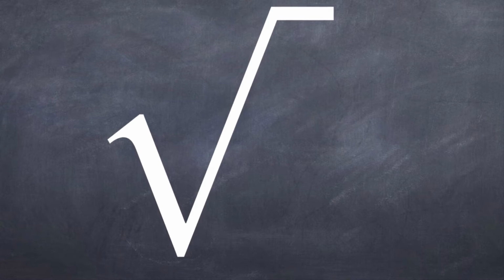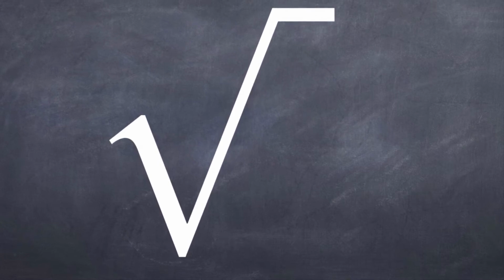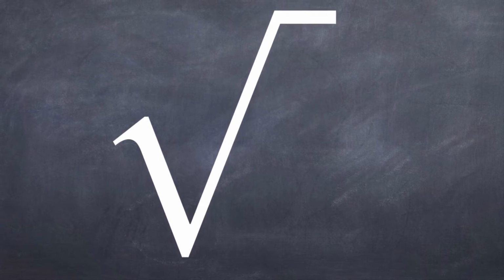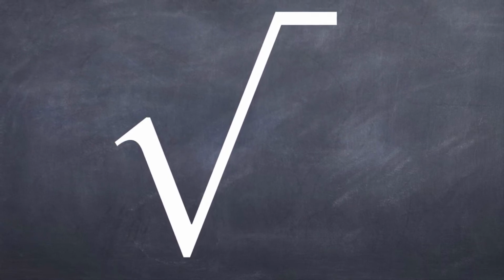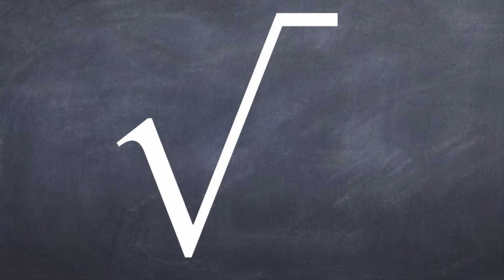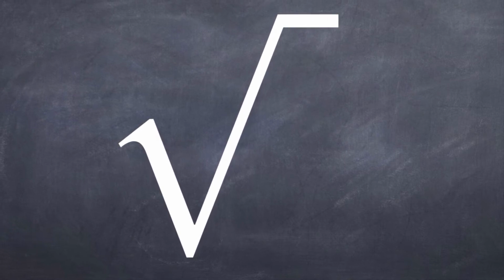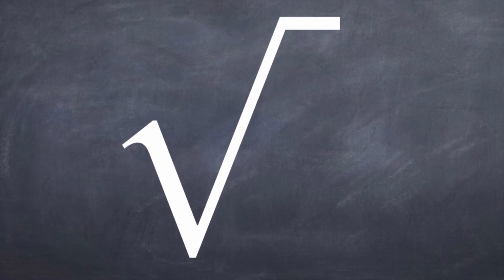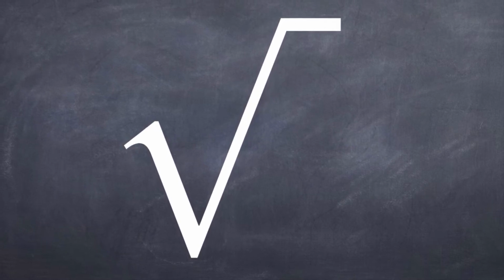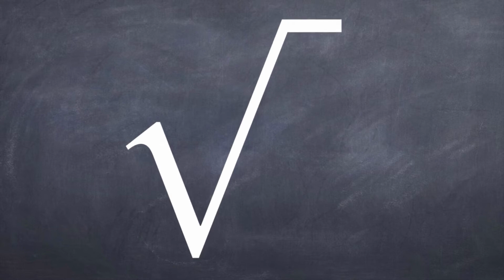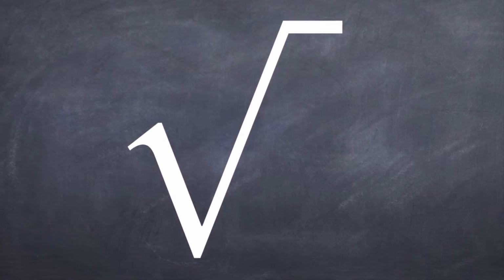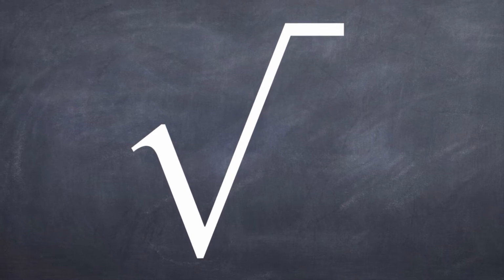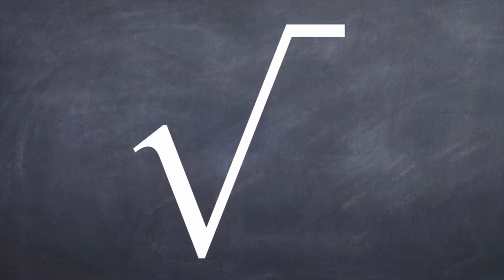Now let's get started, and we're going to start with the square root. To have a good start with simplifying square roots, you're going to need to know most of your perfect squares. I will say the first 20 perfect squares, from 1 through 20.